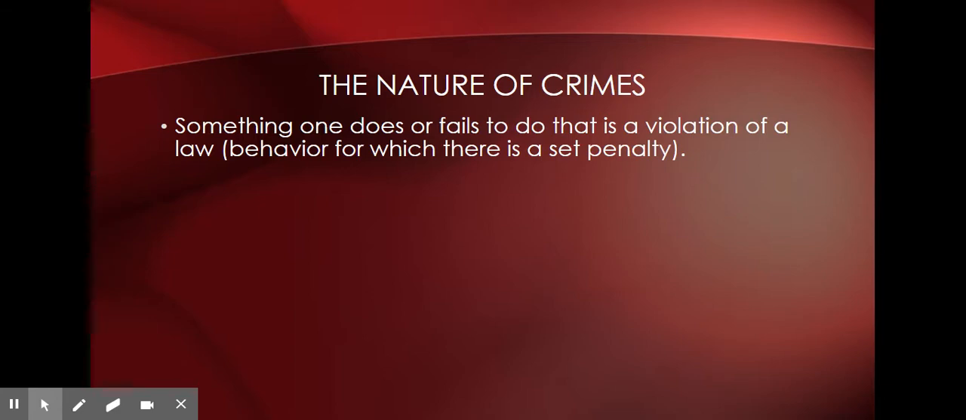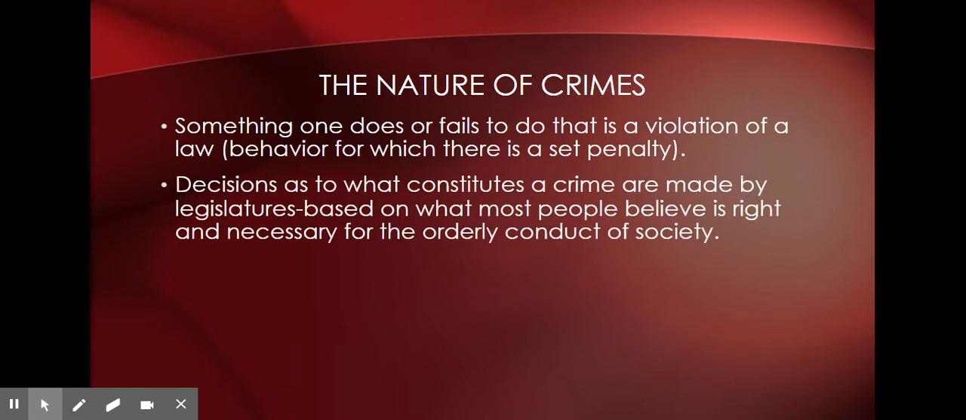Now, we talked about this in our first unit way back at the beginning of the semester. What people consider crimes depends on what they believe is right and necessary for an orderly society. Decisions of what constitutes a crime are made by legislatures. We've talked about that. And legislatures base their decision on what people believe is right and necessary for orderly conduct in society.